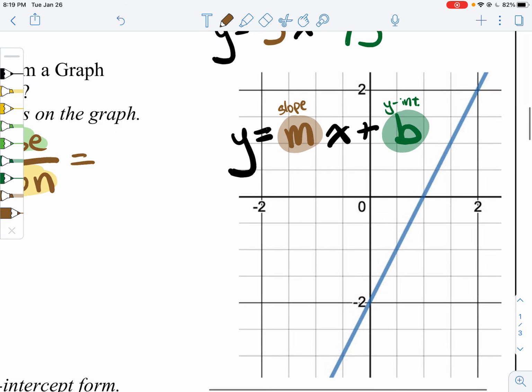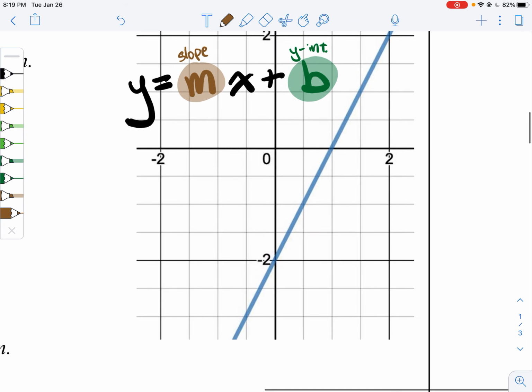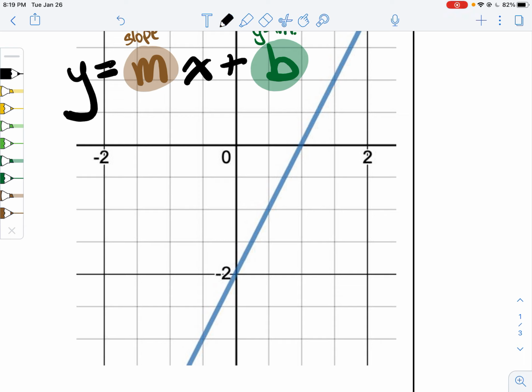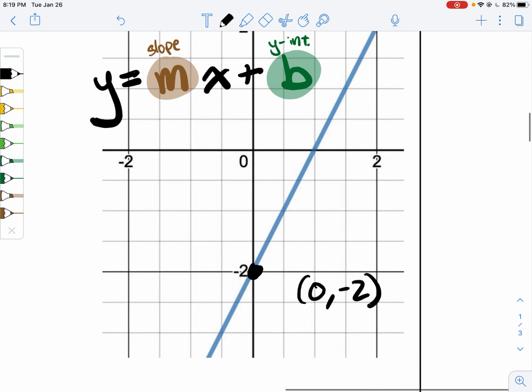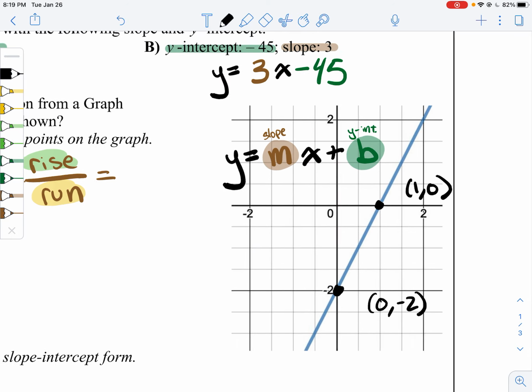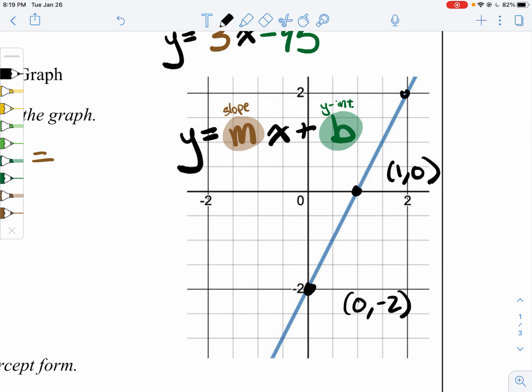So let's look at our graph. What do we know? We see that it goes through this point right here, which is over 0, down 2. Where's another clear point? Here's a clear point. This is over 1, up 0. That's going to be super convenient. Where's another clear point? Here's 2, 2. So if you're a ballerina, you can use that one. That was a joke.